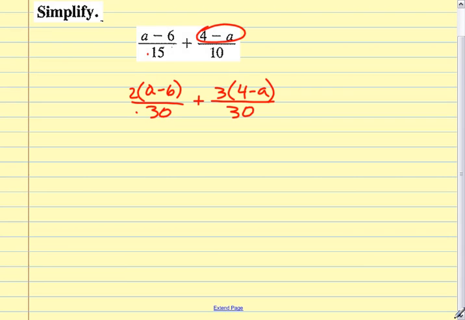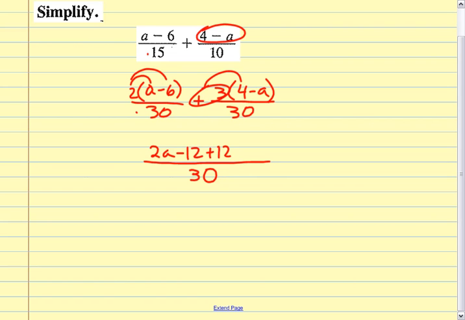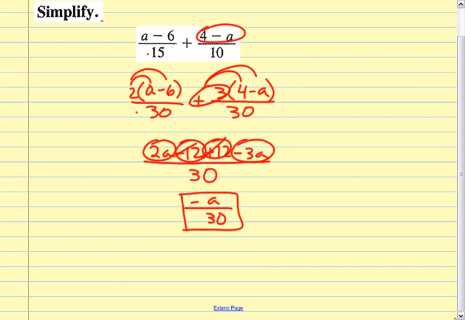So look, here's what happens. I'm just going to put all of this over 30. I'm going to distribute: 2a minus 12, and this is positive 3, right? Plus 12. Minus 3a. Okay? So the 12s, positive, negative, they just cancel. 2a minus 3a is negative a over 30. There's no way I can cancel anything there, and that's it. Okay? Nice. Let's go for a third one.